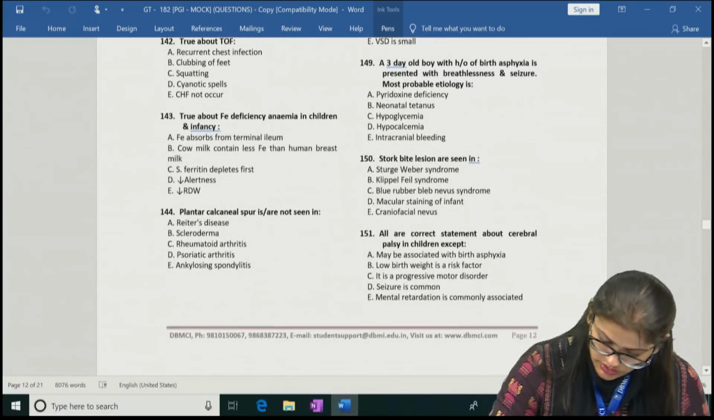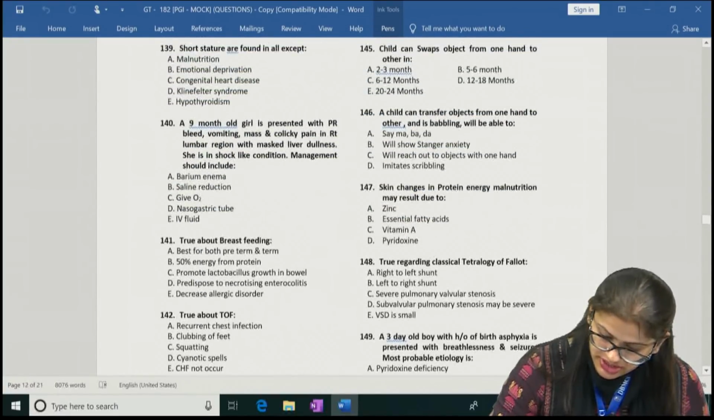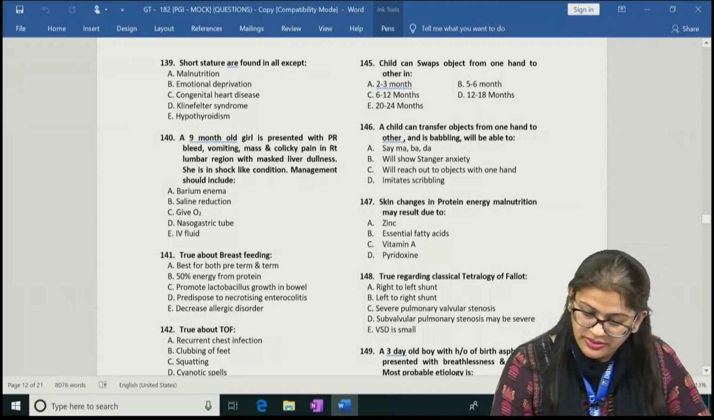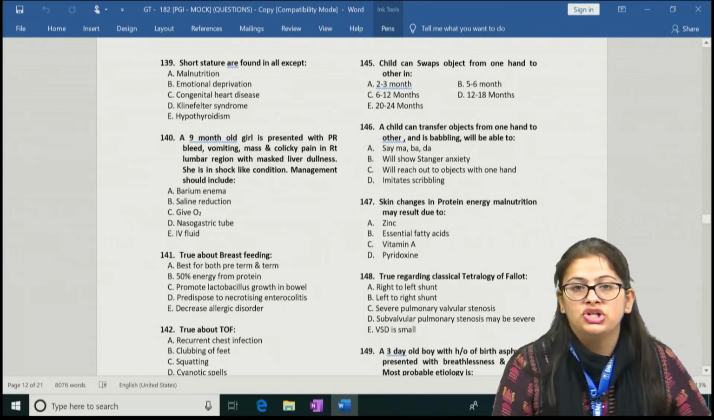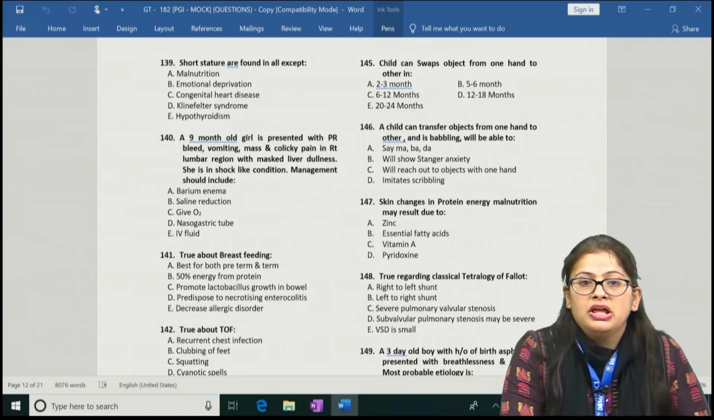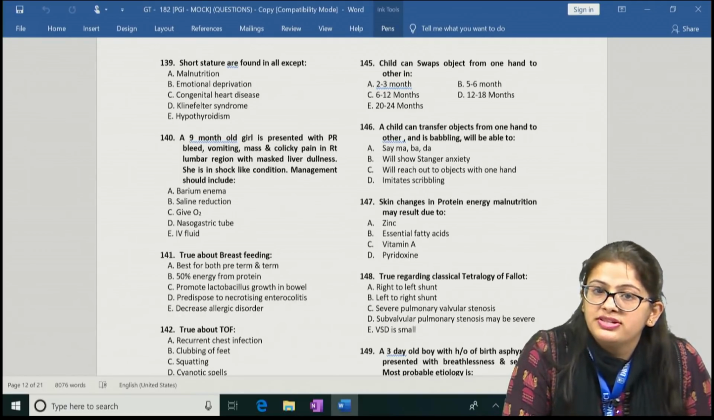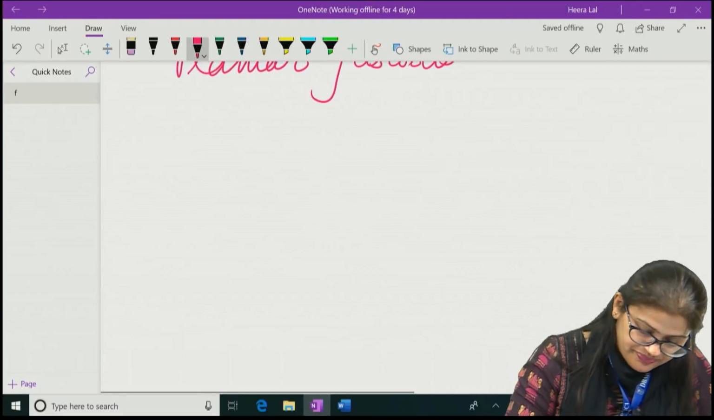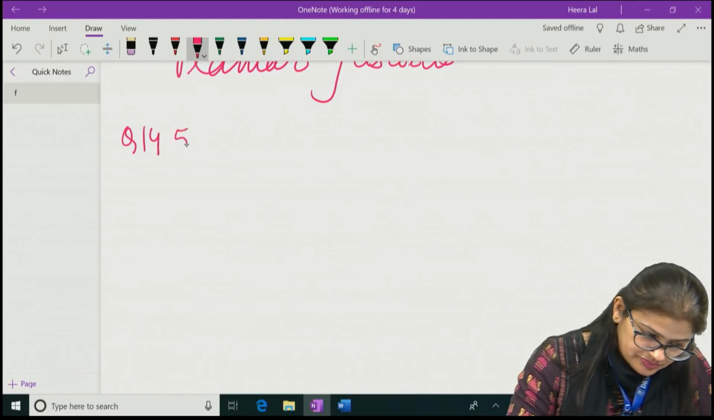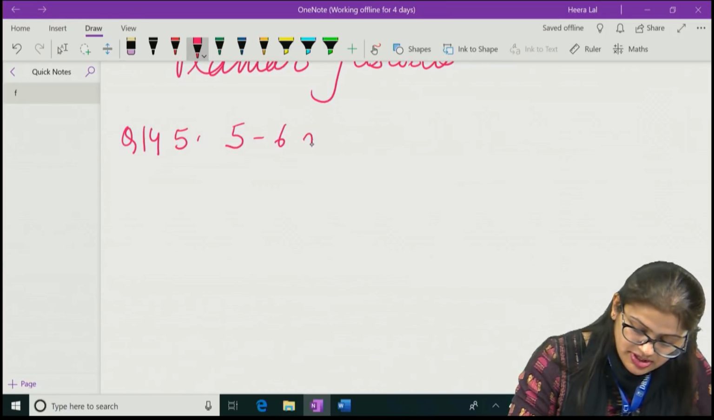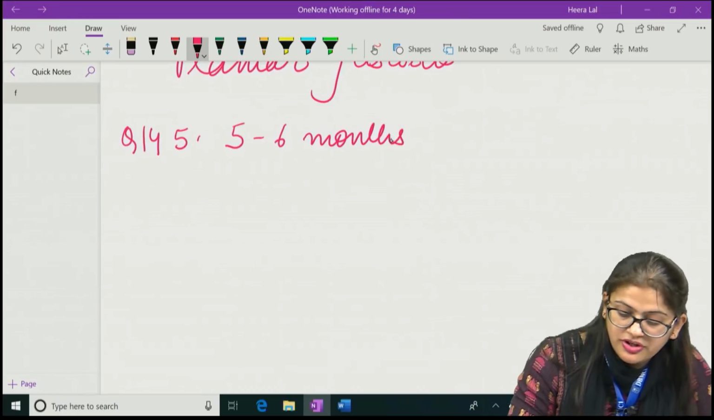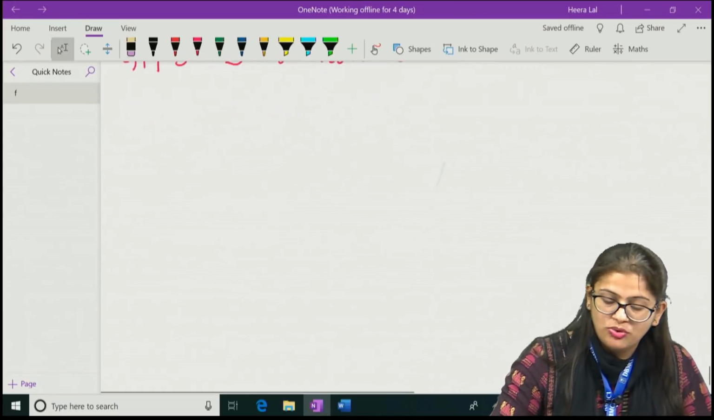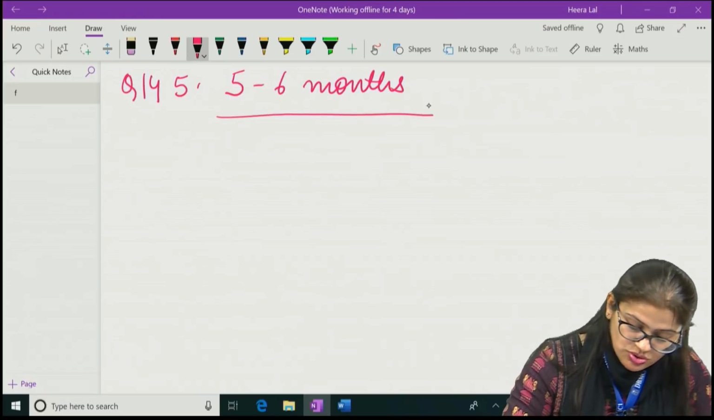So now we come on to our next question, which is question number 145, and it talks about a child who can swap objects from one hand to another at 2 to 3 months, 5 to 6 months, 6 to 12 months, 12 to 18 months, or 20 to 24 months. So the correct answer to this question is 5 to 6 months. A child will be able to transfer objects from one hand to another, or swap objects, by around 5 to 6 months.